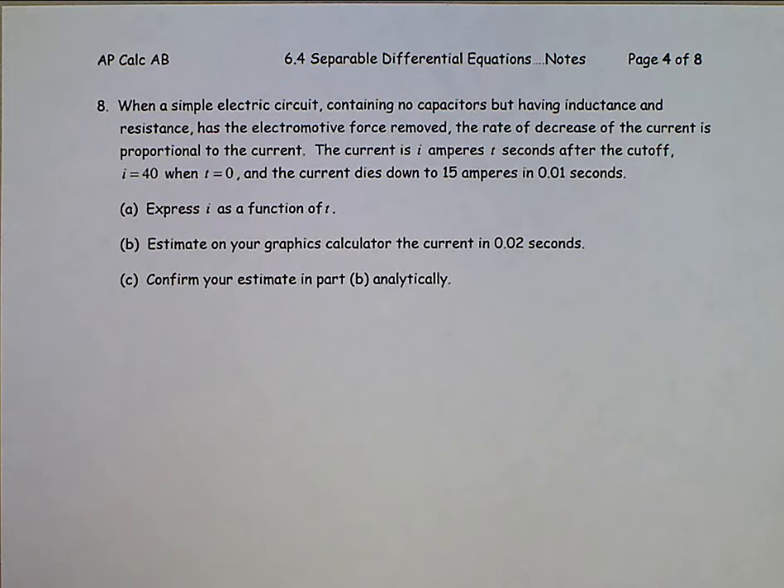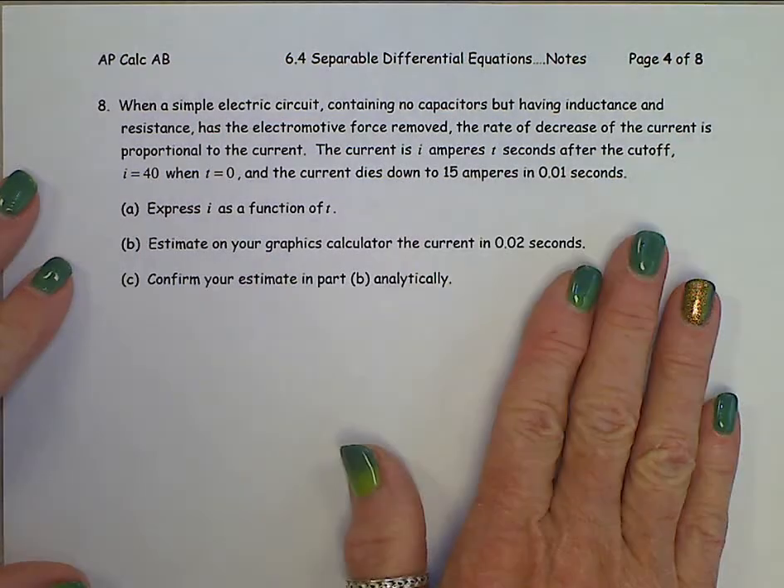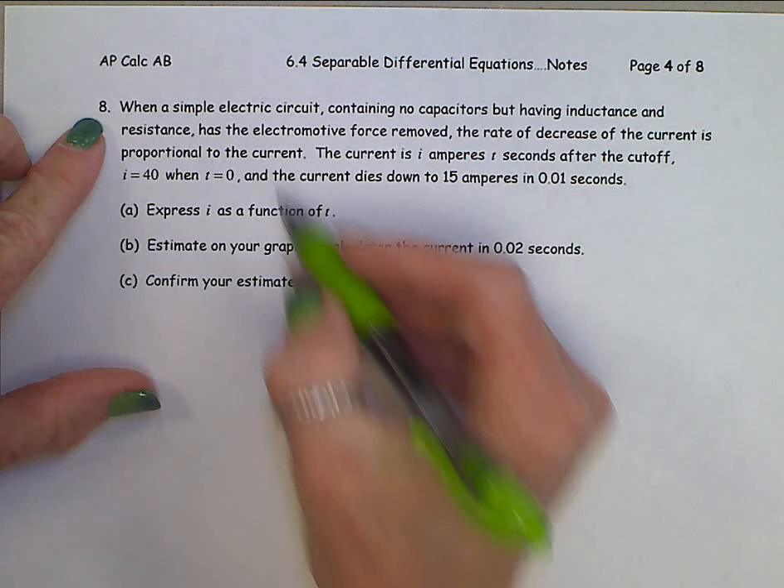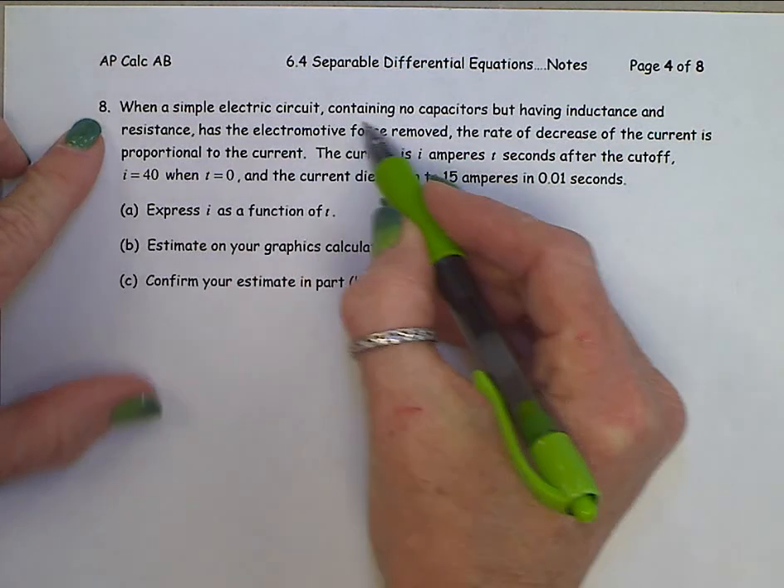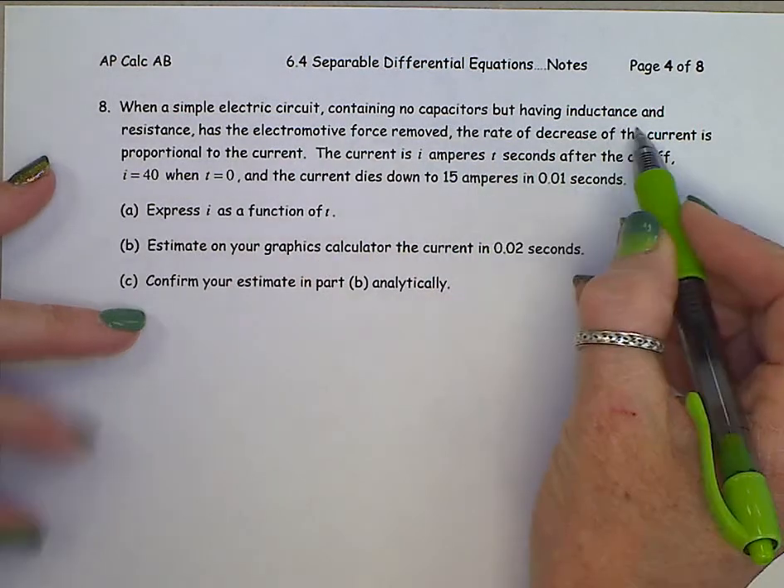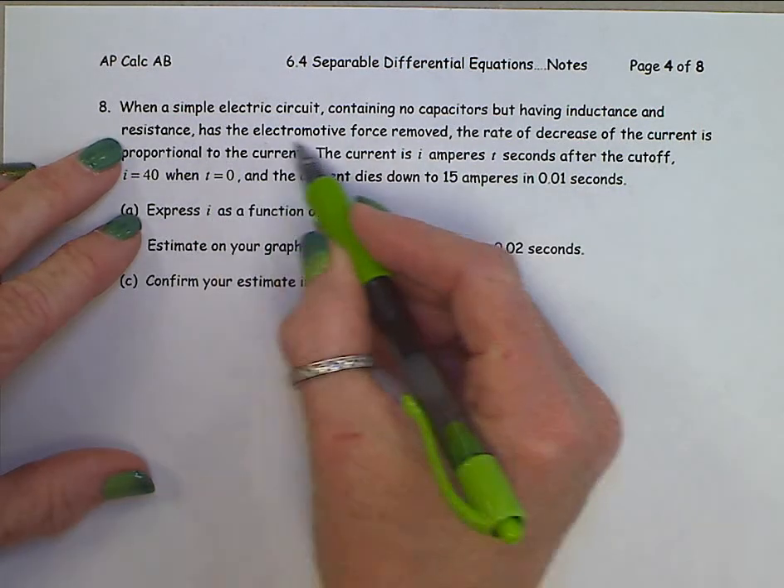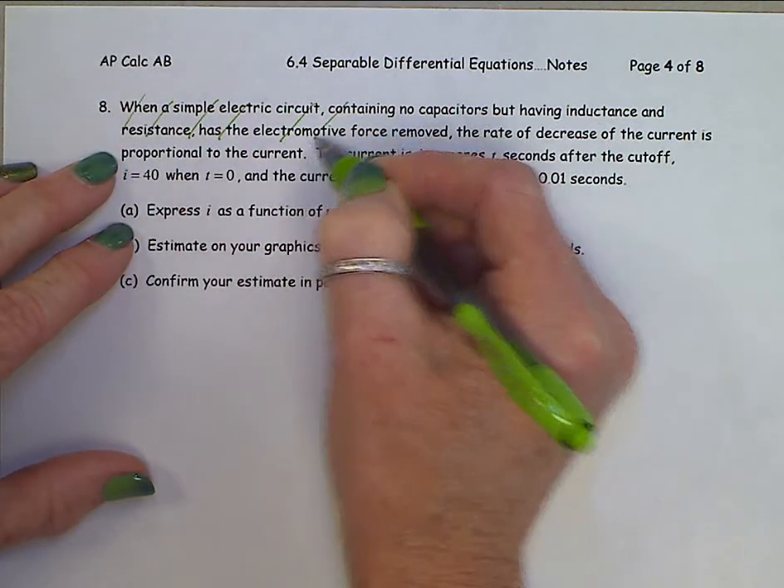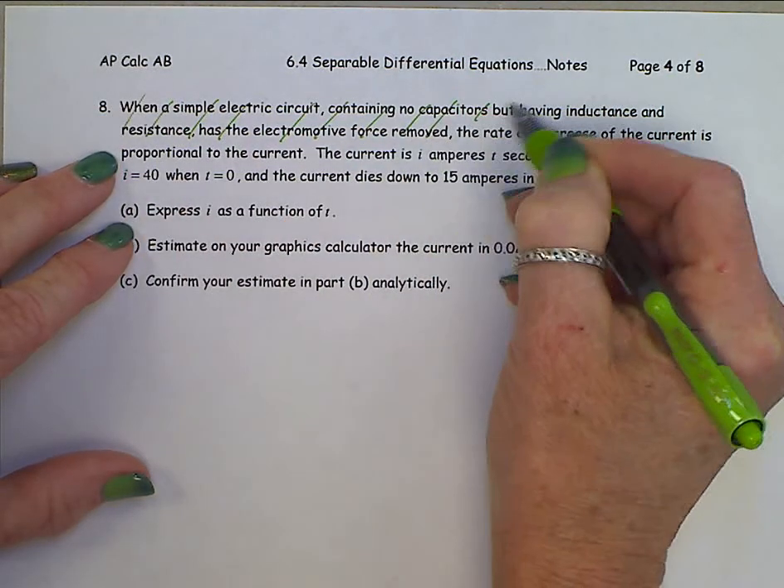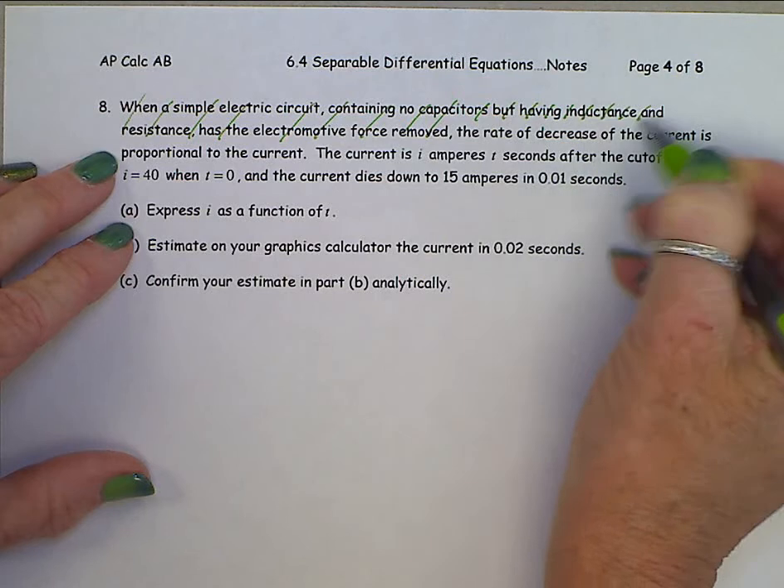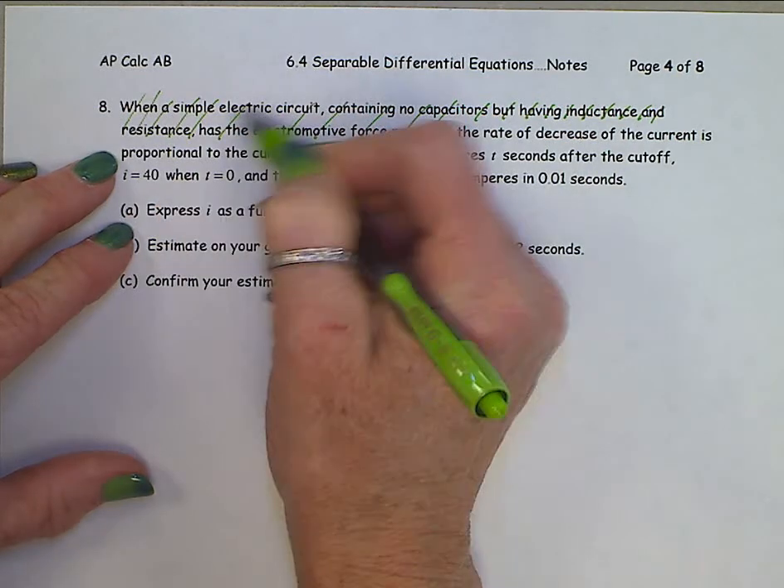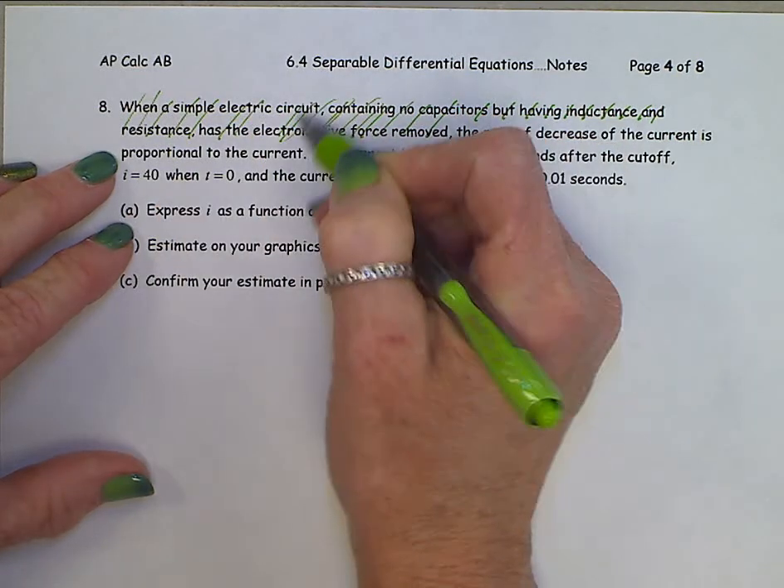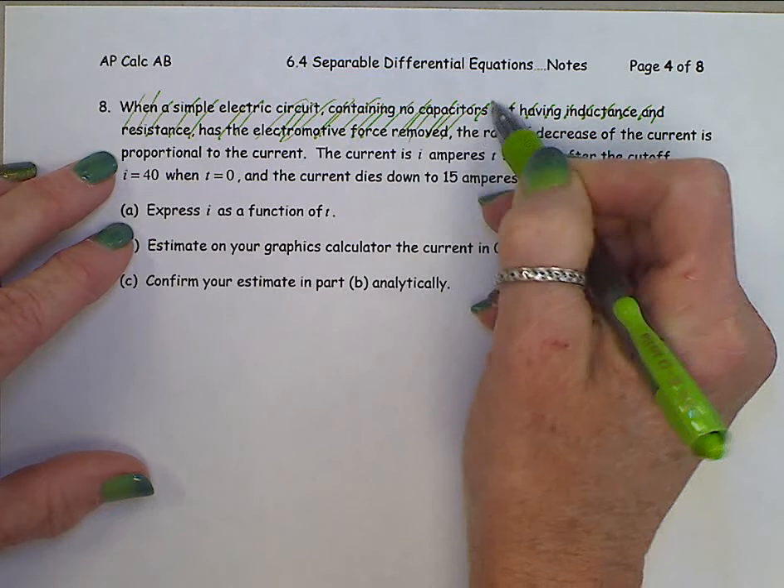Oh my goodness. Is your head spinning? There is a whole lot of background information in here. When a simple electric circuit containing no capacitors but having inductance and resistance has the electromotive force removed, all of that is just background information telling you where this comes from. So all of that is not necessary to this problem for our purposes.